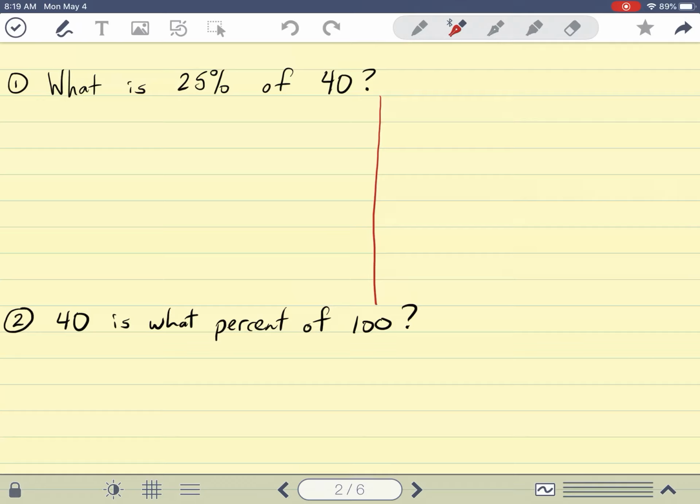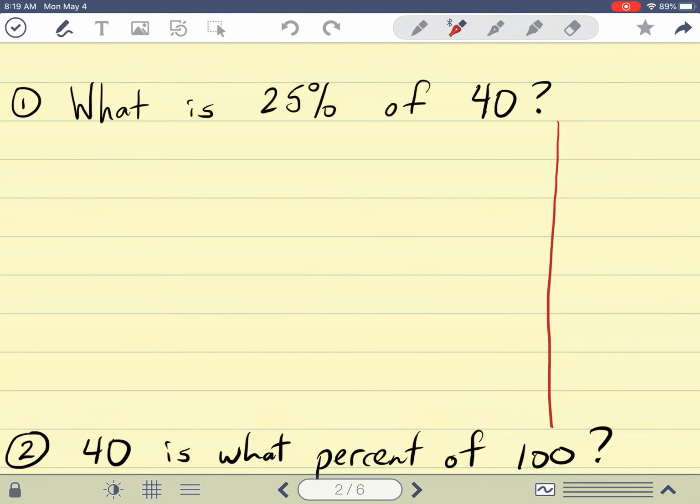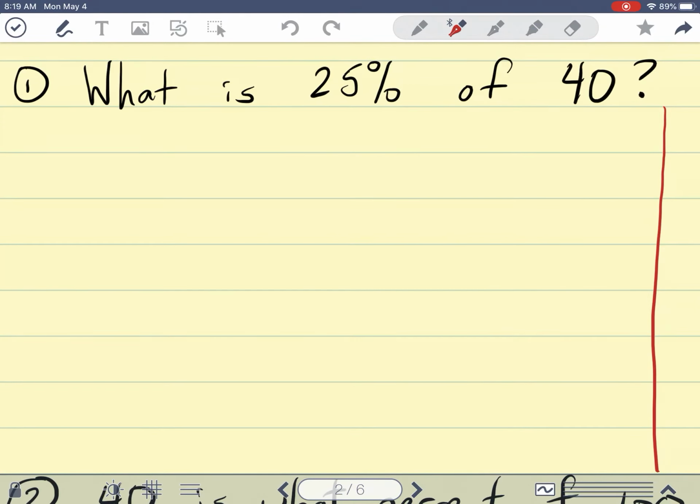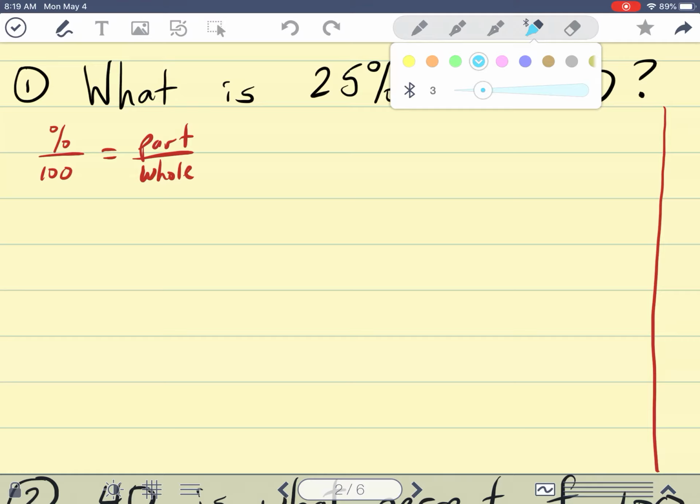So what is 25% of 40? I'm going to zoom in here so we can get a better look. If you have a hard time looking at your paper, just zoom in on your paper. So percent over 100 is equal to part over whole. I don't believe that any of you have a problem solving these problems, but your struggle is setting up these problems. So I'll remind you that 100 always stays that value, always.